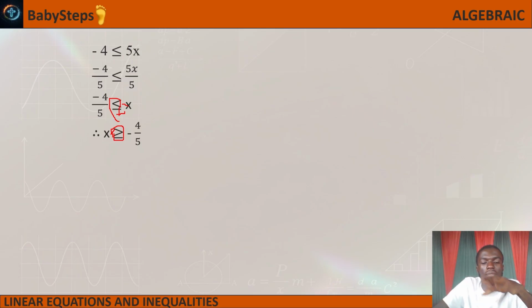Now in our concluding line, since we have changed it, you will say x is rather greater than or equal to negative 4 over 5. If I say I am less than you, I can also say that you are greater than me. It's just as simple as that. If I'm able to say that you are less than me, I can also say that I'm greater than you. It's as simple as that. So let's not get confused.